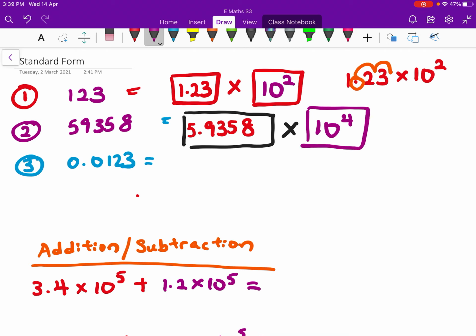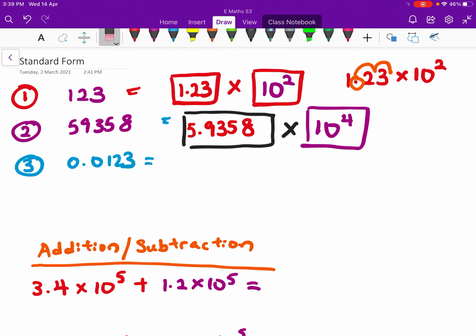So this is the standard form that I'm talking about. Because you see, 5.9358, since it's times 10 to the power 4, the decimal point will move 4 places. 1, 2, 3, 4. Of course, stop at the 4th. So it's 59358, consistent. So these are all rather big numbers.